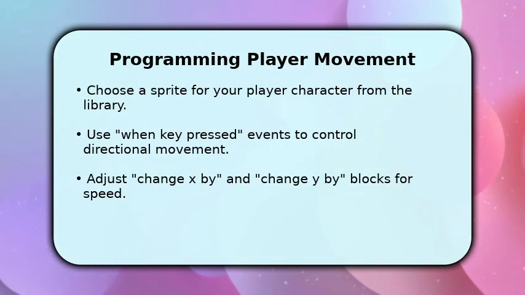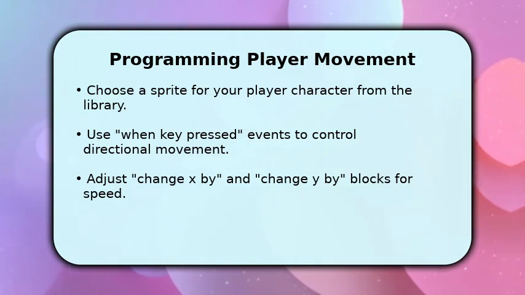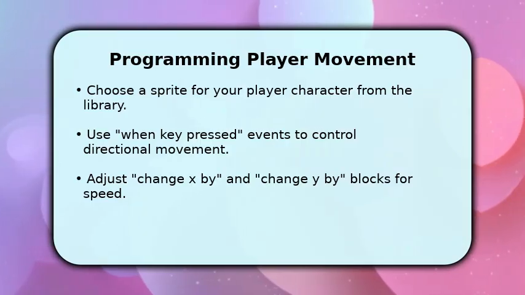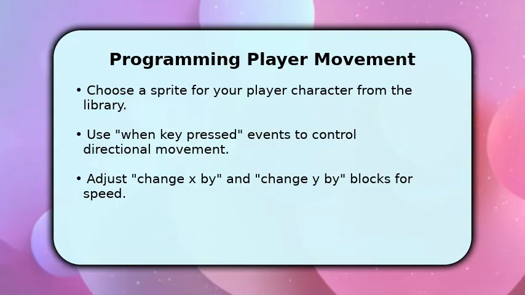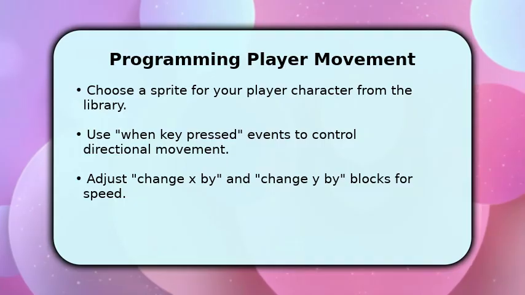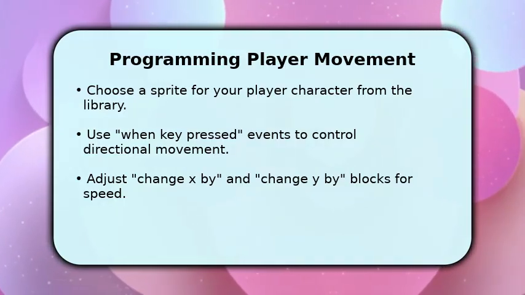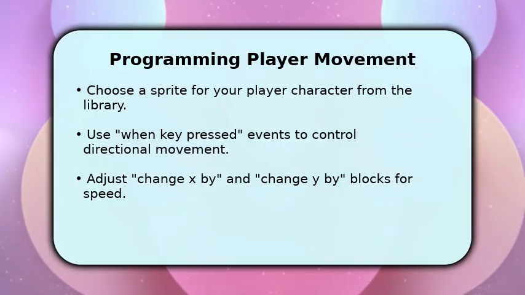Now let's make your player move. Select a sprite for your main character, perhaps a cat or a person. We'll use when key pressed event blocks to tell the sprite what to do. For example, when the right arrow is pressed, use change X by 10 to move right. Similarly, use change Y by 10 for up and negative values for left and down. This gives your player full control.